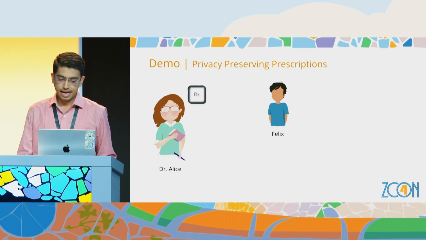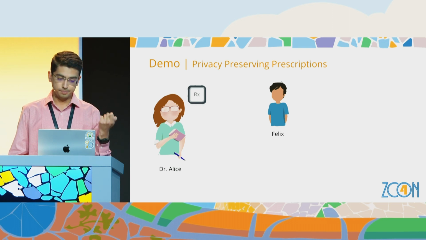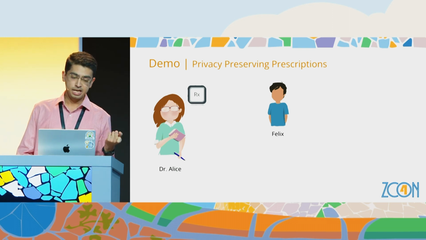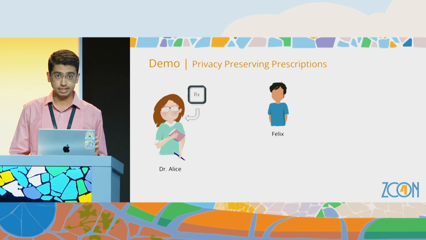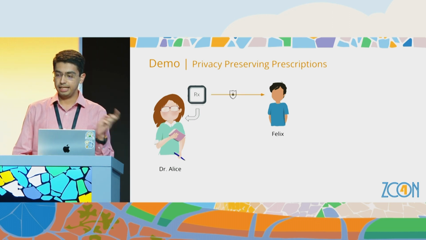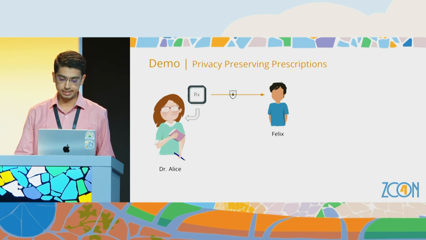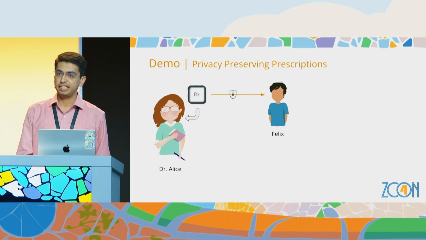The idea is that Alice issues a ZSA token for the prescription with the details of the prescription. First, she issues it to herself because the issuance is transparent. So this prescription is just issued by Alice to herself. Then she can later perform a shielded transfer to Felix. Since the shielded transfer is, again, shielded, it preserves the privacy. Nobody can see who has received this prescription from the doctor.